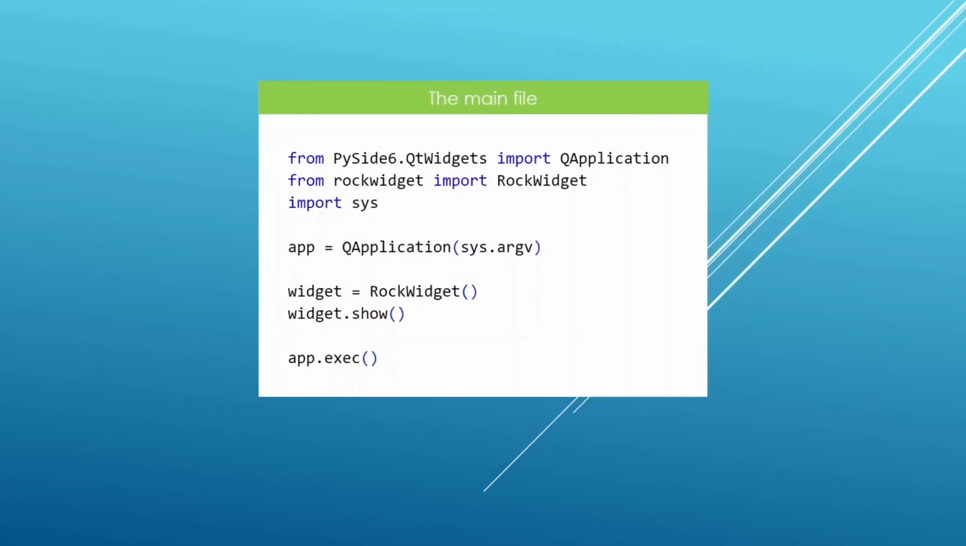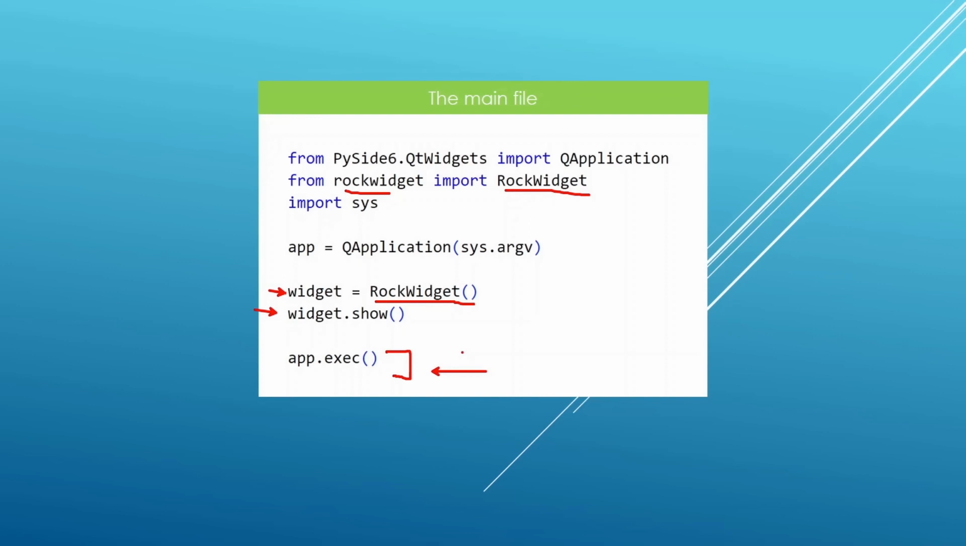And here you see that we are doing the usual. We are importing the file that contains our rockWidget class. And we are setting up a widget, which is an instance of our rockWidget component. We are showing it and kicking off the event loop to have our application show up.